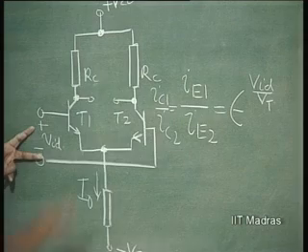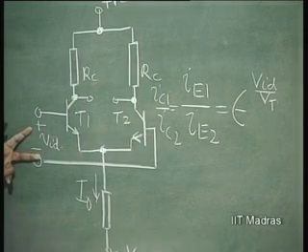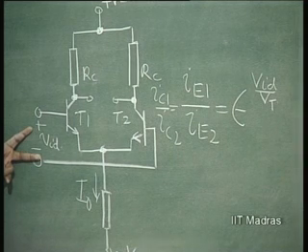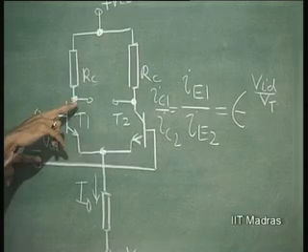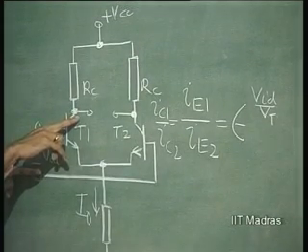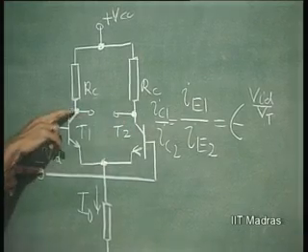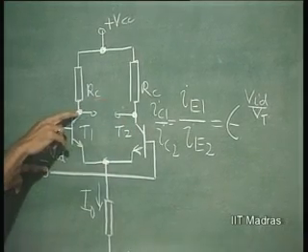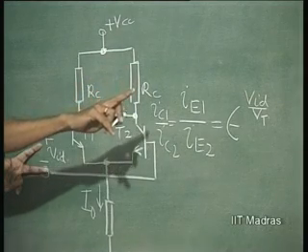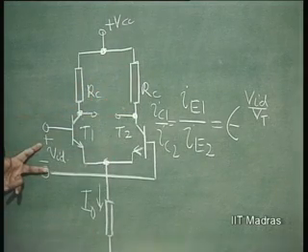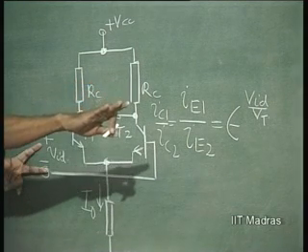Okay. This is off, T2 is off, T1 is fully drawing the current. At that point of time, this voltage is going to be VCC minus I 0 RC. This will be VCC because there is no current here. So, this output voltage will be VCC minus I 0 RC minus VCC, and therefore, it is minus I 0 RC, right. When VID is a large positive, the output voltage will go towards minus I 0 RC.